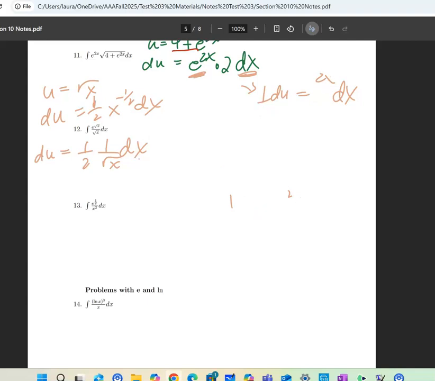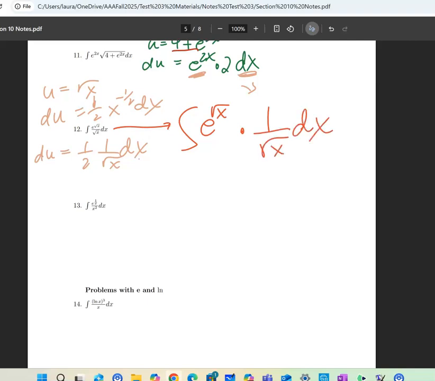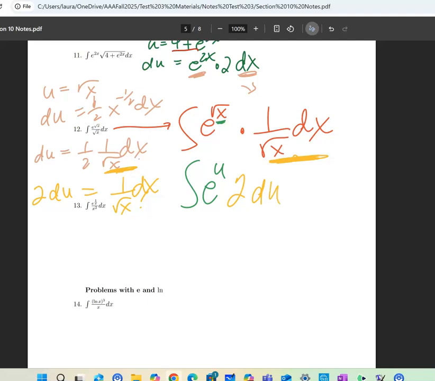Okay, let's do it. I'm just spreading it apart, right? I'm just going to say e to the root x times 1 over root x dx. All right, let's see what I've got. So this is my u, so this turns into e to the u. And let's think about what I've got here. I have 1 over root x dx. I just have to multiply by a 2. So 1 over root x dx comes out, 2 du goes in.